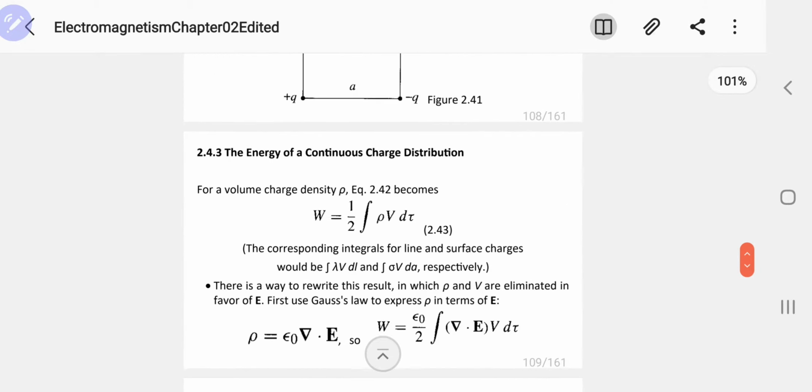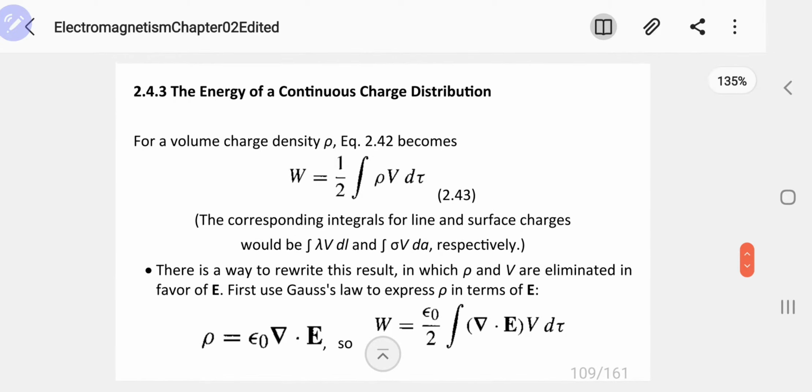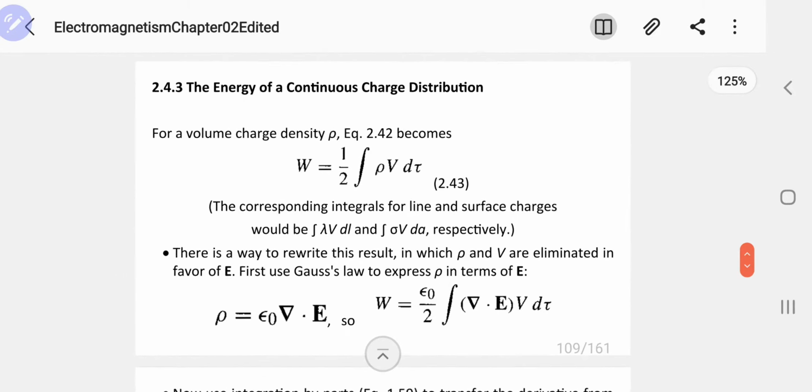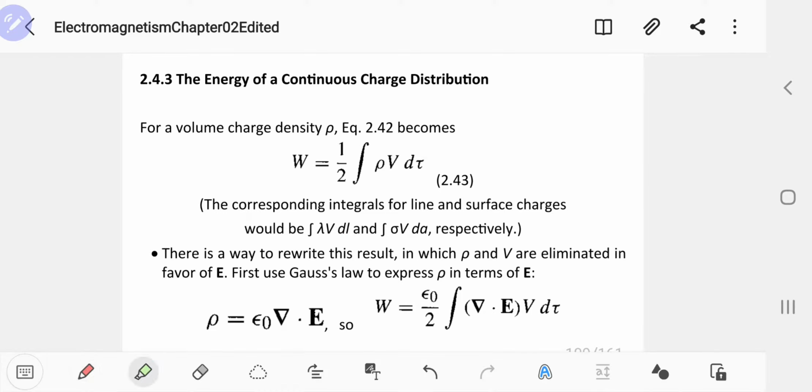So that your expression for continuous charge distribution is work equals 1/2 integral of rho V, or the electric potential, d tau. But if you have a line distribution, you use this. And if you have an area or a surface charge distribution, you use that.